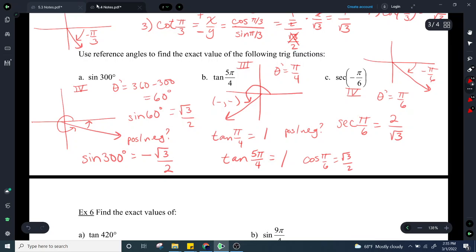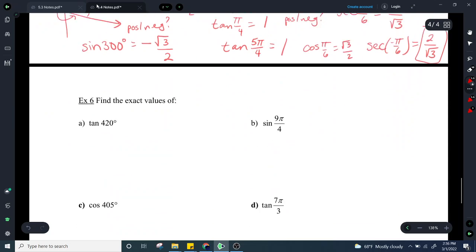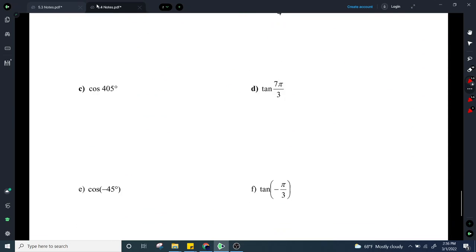And then ask yourself, is this positive or negative? Well, cosine, if I'm in the fourth quadrant, would still be positive. So therefore, the secant, its reciprocal, would also be positive. So secant of negative pi over 6 is still positive, 2 over the square root of 3. And that's it.